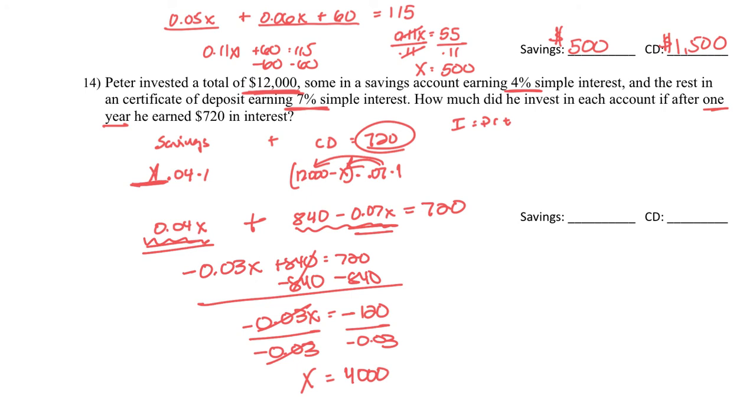So, if I look back to where I started the problem, I could see that x was what I put into savings. So my savings is $4,000. My CD was the rest of it. So notice for CD, we did 12,000 minus x. So for the CD, I'm going to do 12,000 minus the $4,000 that went in savings. That means there was $8,000 left over to put into the CD.